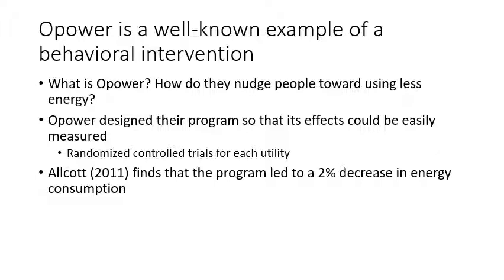Opower designed their program so that its effects could be easily measured. It's a randomized controlled trial for each utility. In other words, they send these letters to a random sample of households in their community and see how those letters, those social comparisons, affect people's electricity and water consumption. Hunt Allcott was the first to analyze one of these experiments. He analyzed the Opower experiment in 2011 and found that the program led to a 2% decrease in energy consumption. And we can compare this to the price change needed to get a 2% decrease in energy consumption and see how well social comparisons work.